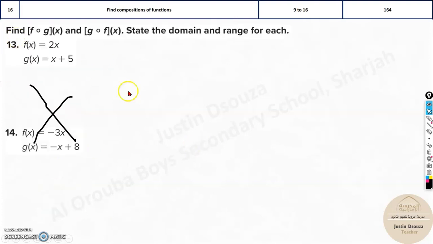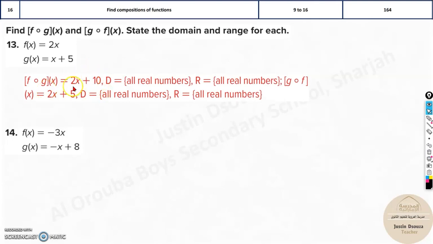And now we will see these problems quickly over here. Same way, after you compose, what is going to happen? Now this is just polynomials. There is no square or anything.